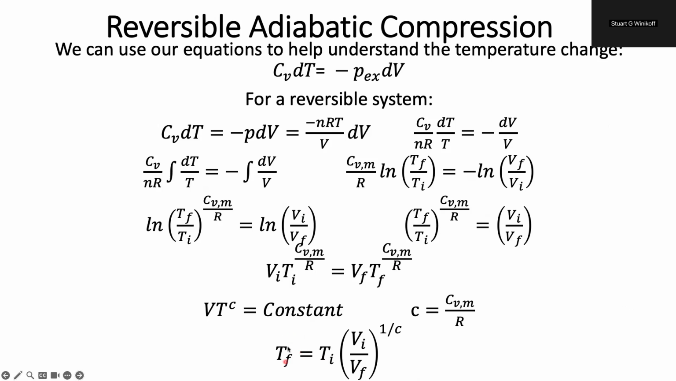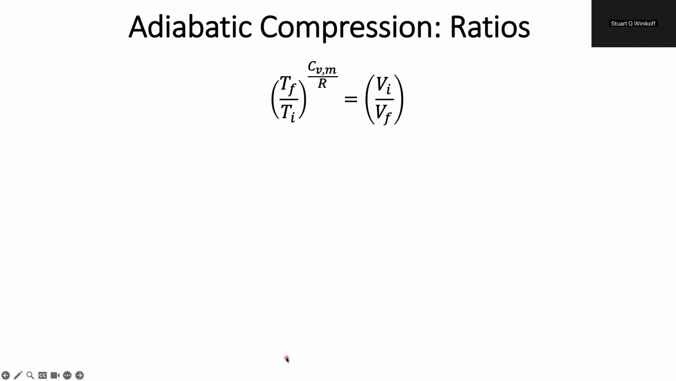Now, when we do this, again, we're going to note we have the ratio of volumes to the inverse of C based on the initial temperature. So again, this means that if I have a compression, that initial volume is going to be smaller. So as the system compresses, because of the nature of this exponential, we should see the temperature increase. Now, a little bit more direct way of looking at it is looking at these ratios. So again, if I have a compression on this side, I should see an increase in temperature on the other side.